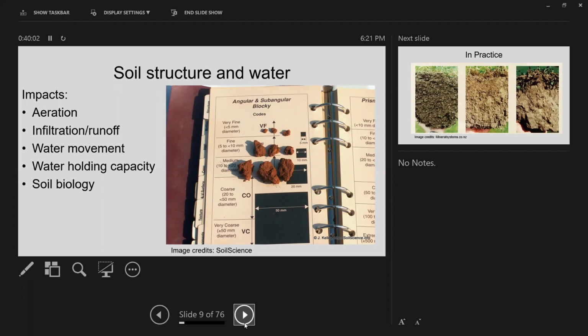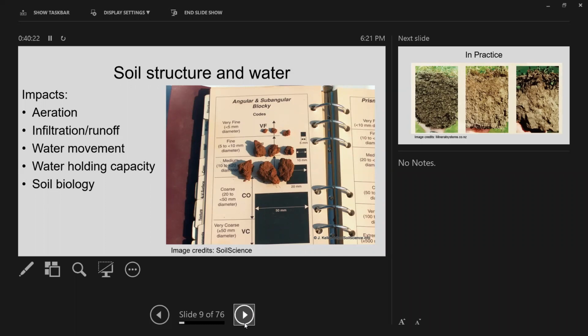Water movement, your soil is going to control the water movement. Water holding capacity is going to be based on the texture of the soil, the parent soil that you have, and then just overall the soil biology. As you can see in the pictures, they've just got some angular blocks of soil.